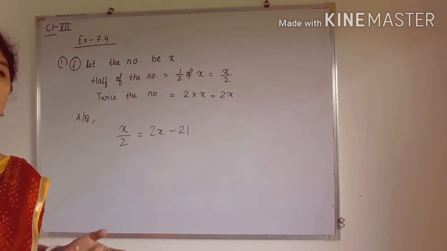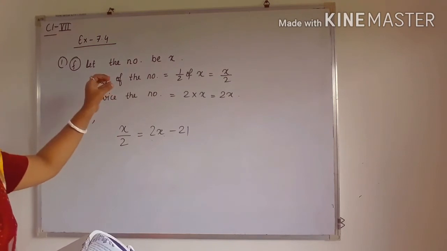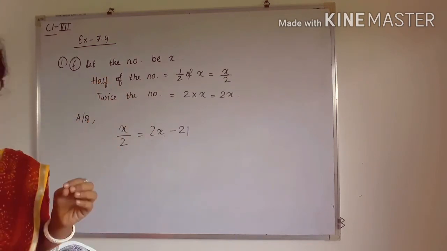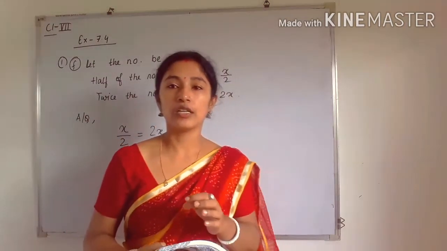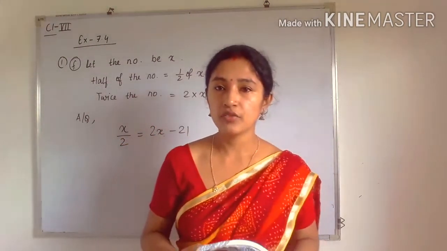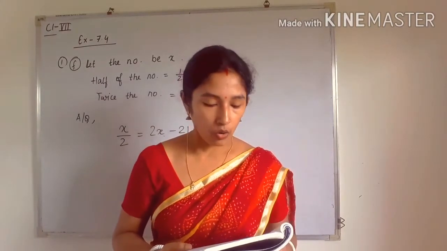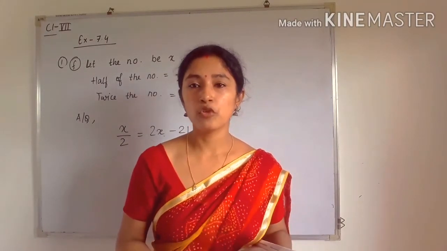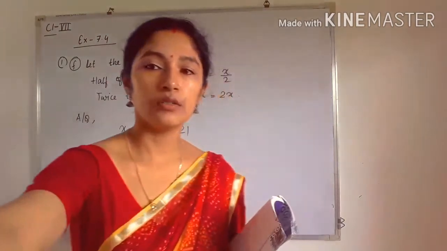In question 1 the sentences are written, and by reading that sentence, knowing the meaning of the sentence, you have to frame the equation. But in question number 2 the equations are already there, you have to form the sentences, you have to write in words. Okay, so let us do it.